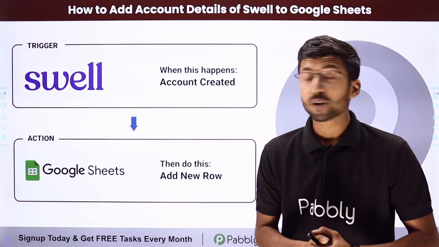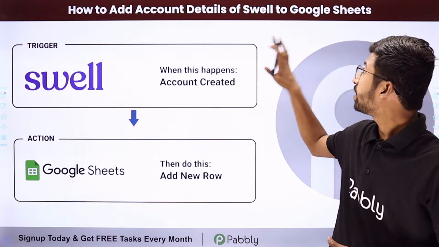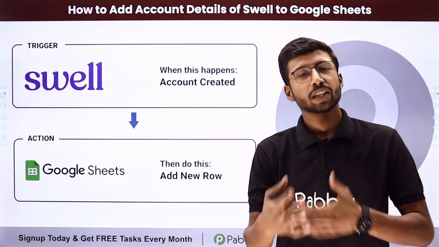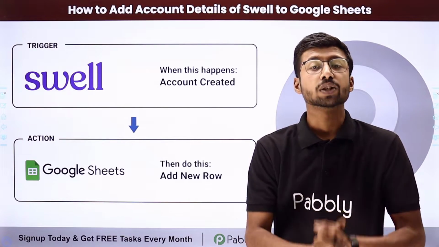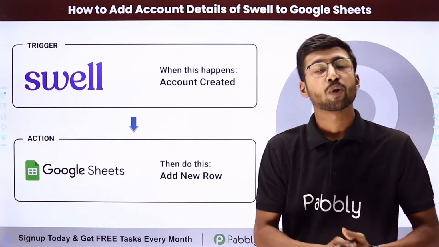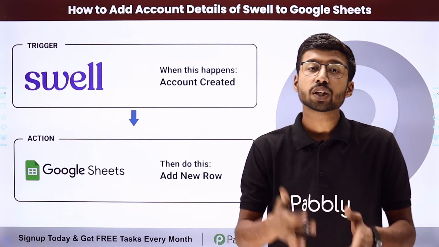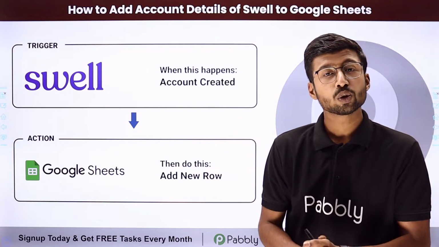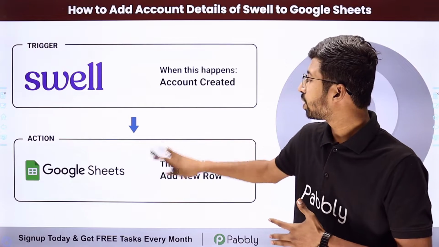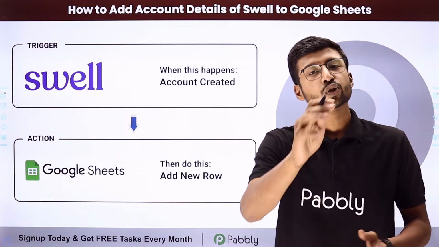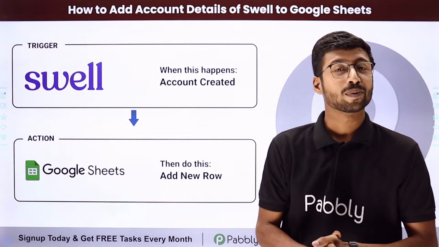So in this video, we are going to learn how to add account details of Swell to Google Sheet. Now suppose, guys, you have created your e-commerce store using Swell and you are selling some products. Now you want, whenever a user creates a new account on your e-commerce store, to add the details of this newly created account into the Google Sheet. So let me tell you, you can completely automate this process.